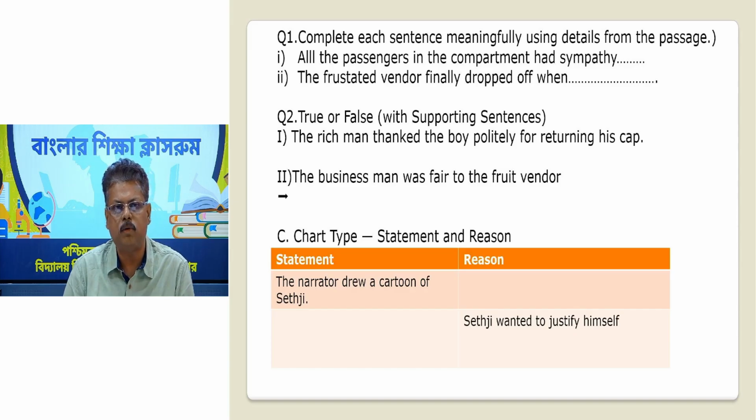The narrator drew a cartoon of Setji. What is the reason? This is an interesting question because the answer is not directly given in the text. You have to analyze the text and come up with the answer on your own. The reason you have to write in a single sentence. So I have discussed this later in detail, why the narrator drew a cartoon of the Setji. Then you will be provided with ample hints to write the answer on your own.